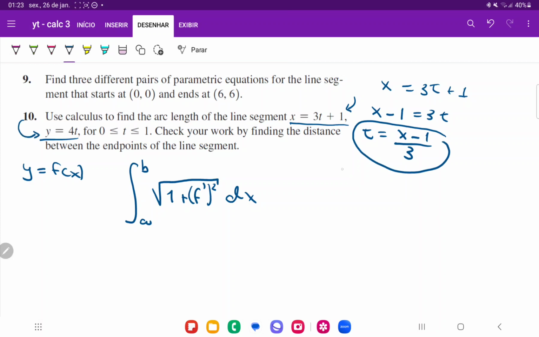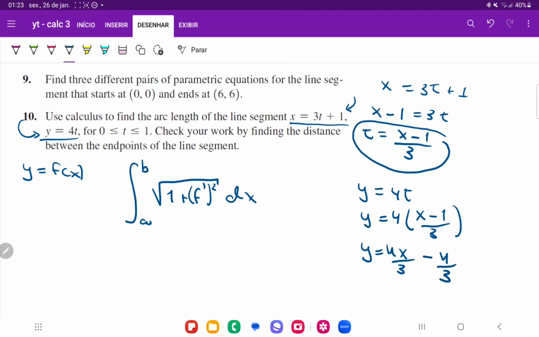Once I've isolated the value of t, this is important because now I can plug it in here. So we have that y is equal to 4t, but remember that t is x minus 1 over 3, which therefore means that y is going to be equal to 4 times x minus 1 divided by 3. Now we're going to distribute the 4 and break up this fraction. So y is going to be equal to 4x over 3 minus 4 over 3. And so this here is our function of x, right? Because we've eliminated the parameter.